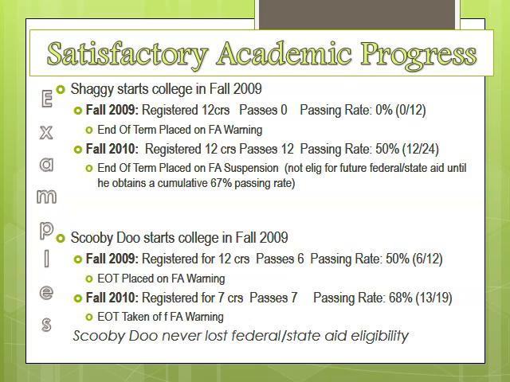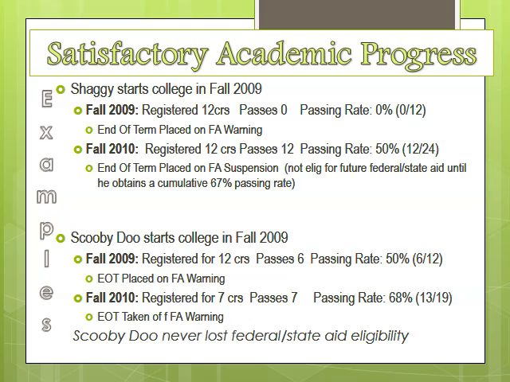And in fall of 2010, he comes back and he registers for 12 credits. He passes 12, but his passing rate is only 50%, which is the 12 divided by 24. Now, he would go on financial aid suspension at the end of that term and would cease to be eligible for future federal or state aid until he obtains that cumulative 67% passing rate.